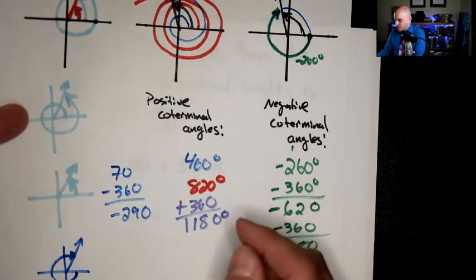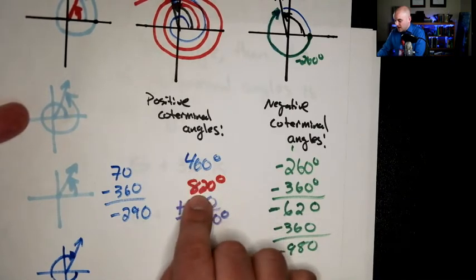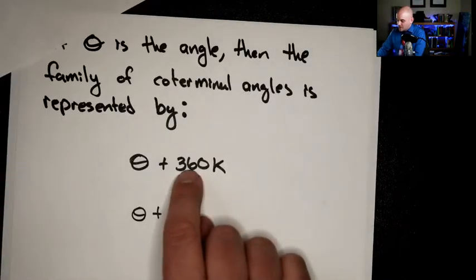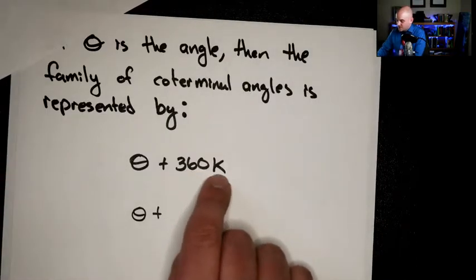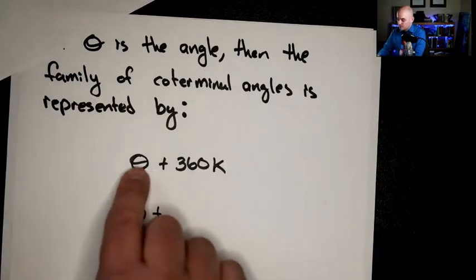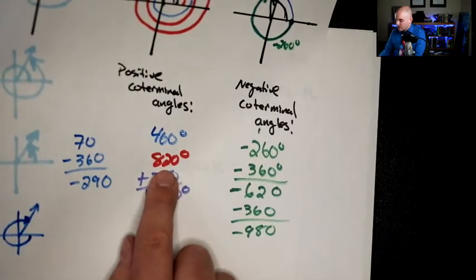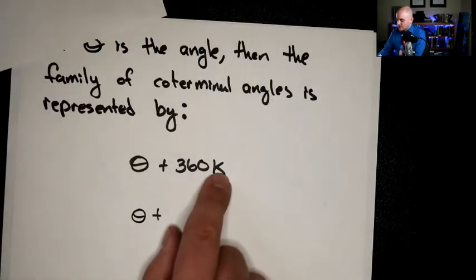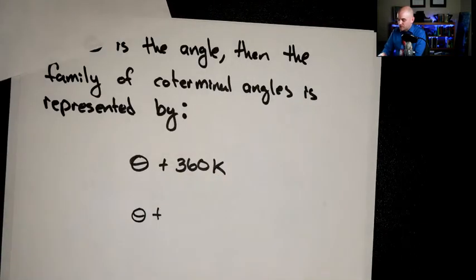So if we added 2 circles to it, we take that 460 and add another 360. In that case, we got 360 times 2, that's 2 circles, plus 100, and that gave us 820. How do we get to 1180? We added 3 circles. 3 times 360 plus 100 gave us that 1180.